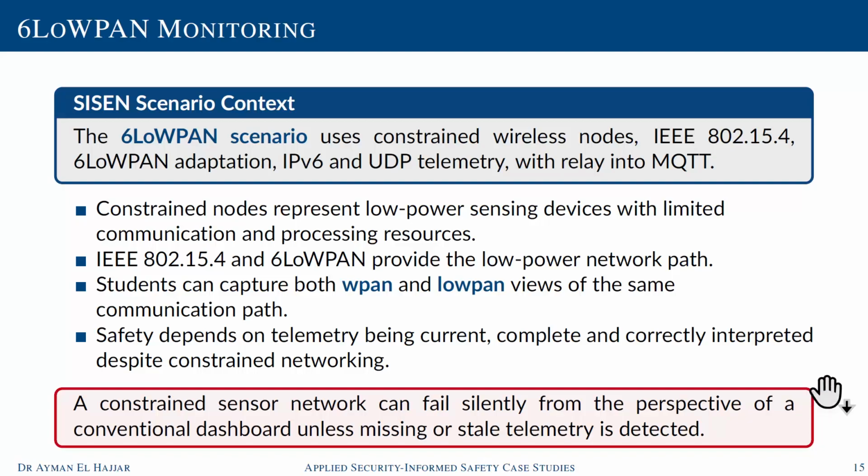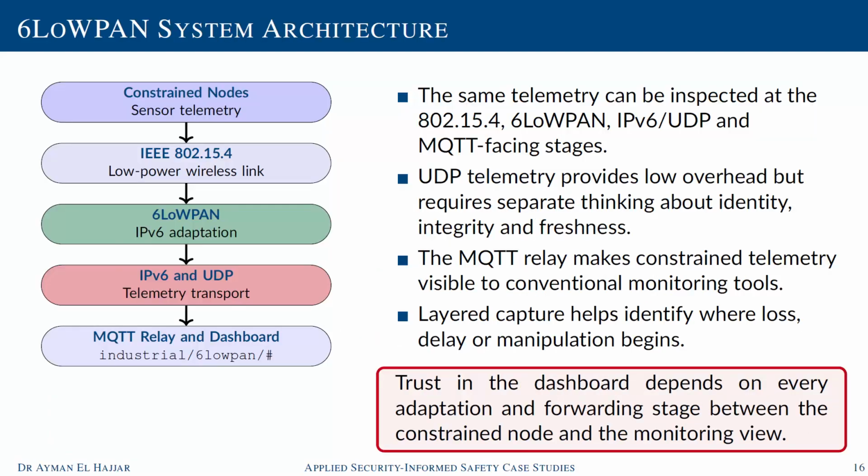The architecture of the 6LoWPAN system contains constrained nodes which send telemetry across 802.15.4, 6LoWPAN which adapts IPv6 to the low-power environment, UDP carries the telemetry, and the MQTT relay makes it visible to conventional monitoring tools and the dashboard. Trust in the dashboard depends on every stage in the path.